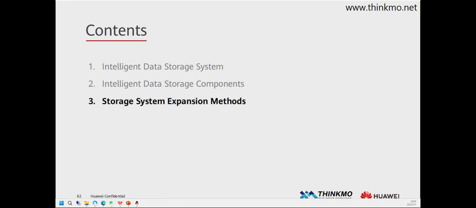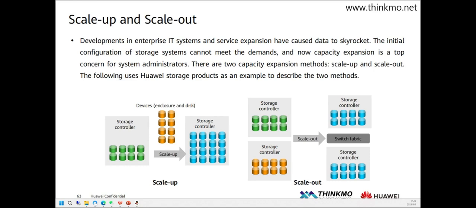Next, we will specifically explain the expansion methods of our storage system. We have two forms of expansion. One is called vertical expansion, and the other is called horizontal expansion. What are the specific differences between them, and what are their specific advantages and disadvantages? So next, first of all, we will expand on this topic.